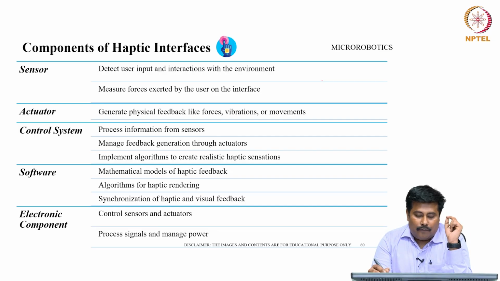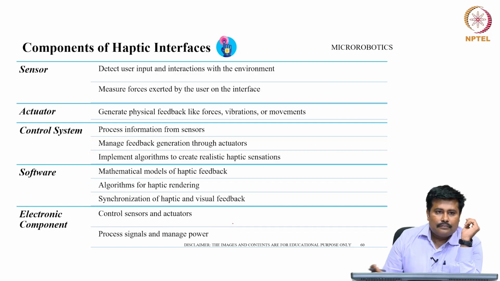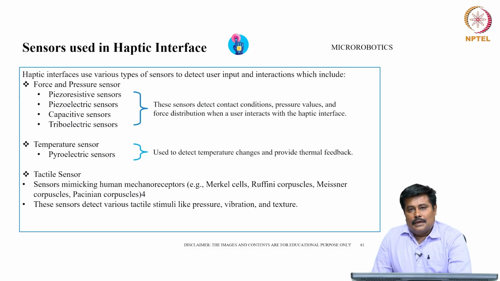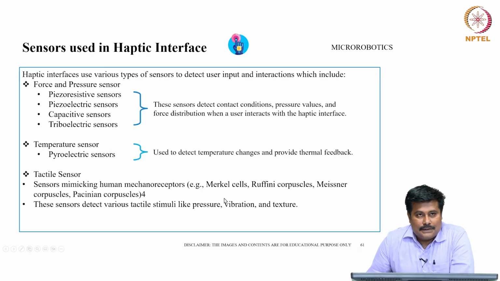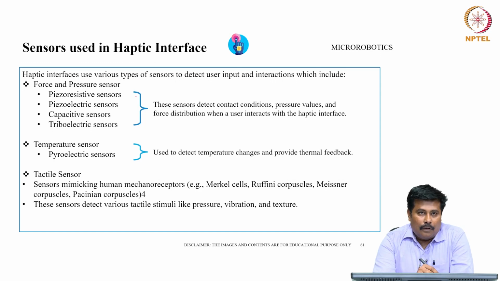From the software point of view, there is a mathematical model of haptic feedback, algorithms for haptic rendering, and synchronization of haptic and visual feedback. The electronic components include a controller, sensors and actuators, and a signal processor to manage the power. As far as the types of sensors used for the haptic interface are concerned, haptic interfaces use various types of sensors to detect user input and interaction, including force pressure sensors, that is piezoresistive sensors or piezoelectric sensors, capacitive sensors and triboelectric sensors.